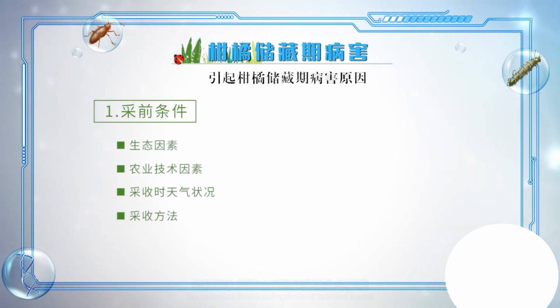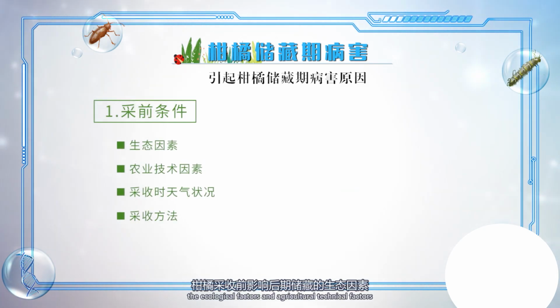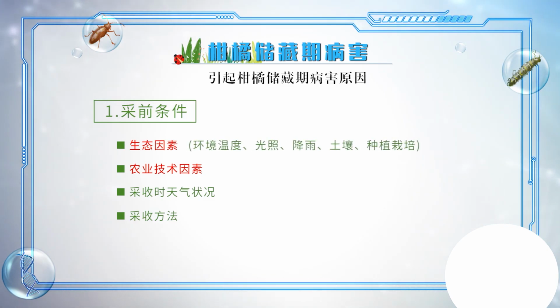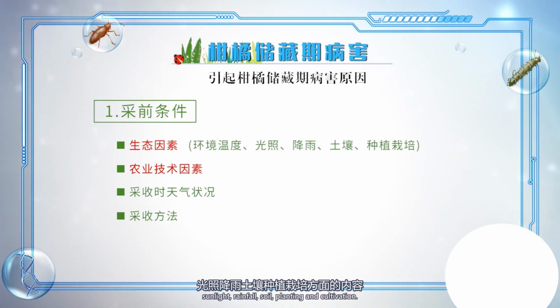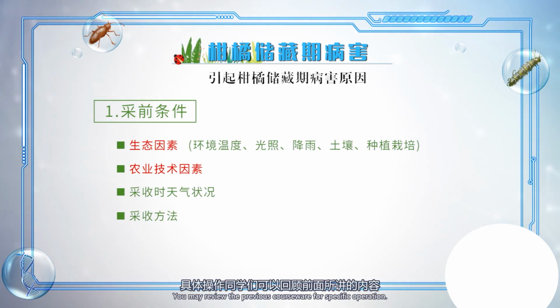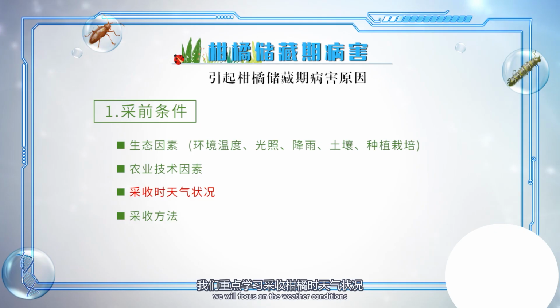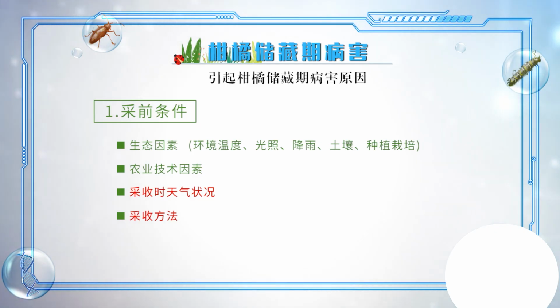We have learned about the ecological factors and agricultural technical factors that affect the late storage of citrus before harvest, which mainly include ambient temperature, sunlight, rainfall, soil, planting, and cultivation. You may review the previous courseware for a specific operation. In this lesson, we will focus on the weather conditions and harvesting methods when harvesting citrus.